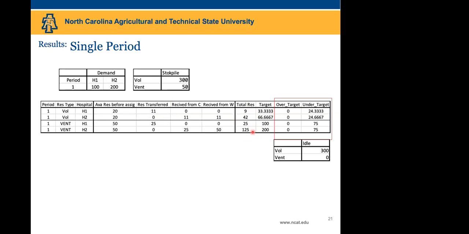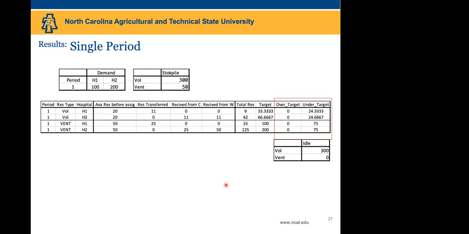If we see the under target, this is what we will focus on more in the results. The under target values here were 24.33 and 24.66. They were very close to each other. And for the ventilators at hospital 1 and hospital 2, they have the same under target number. So the model tried to make those numbers equal. Because of that, they took 25 from resource 1, which had 50 before, put it there, and gave all 50 of resource 2 to county 2. So the total was 125 to make it fair.